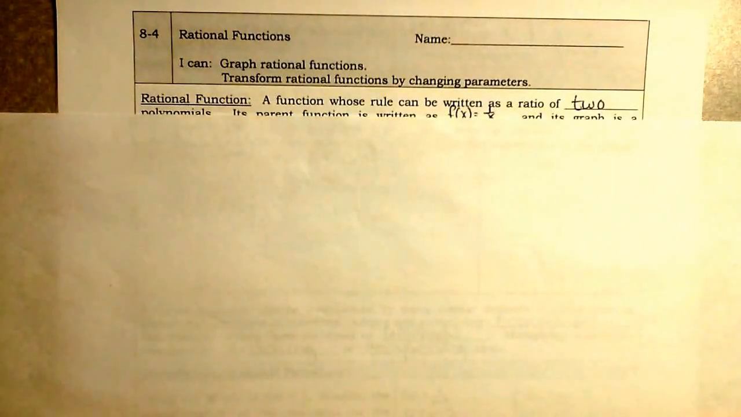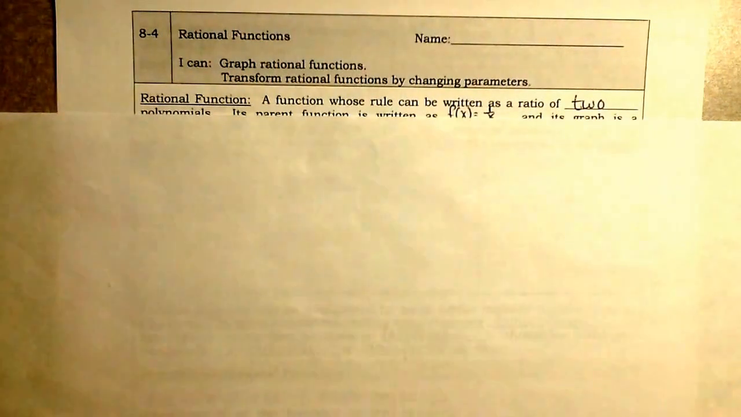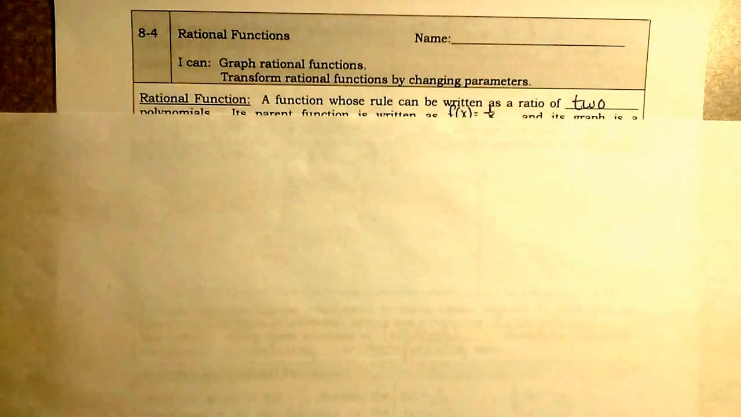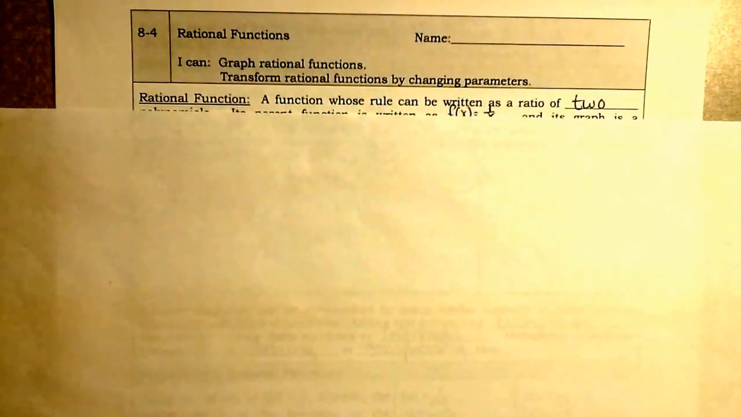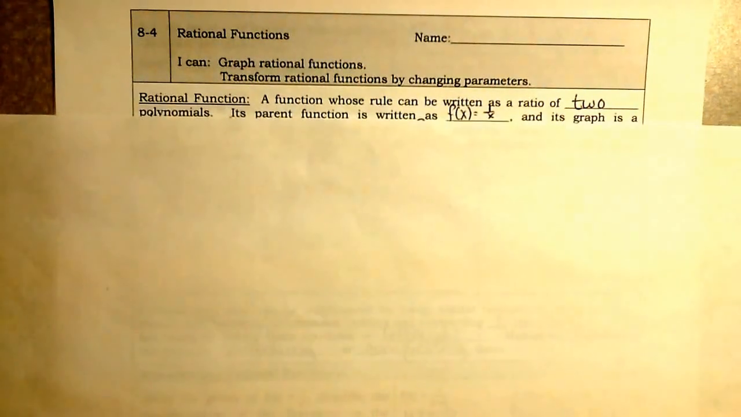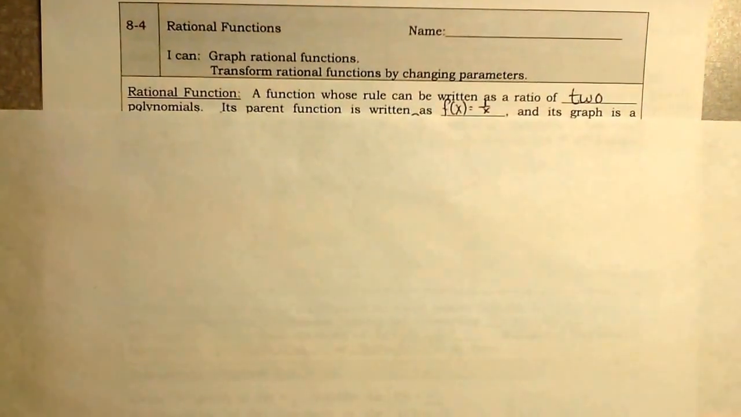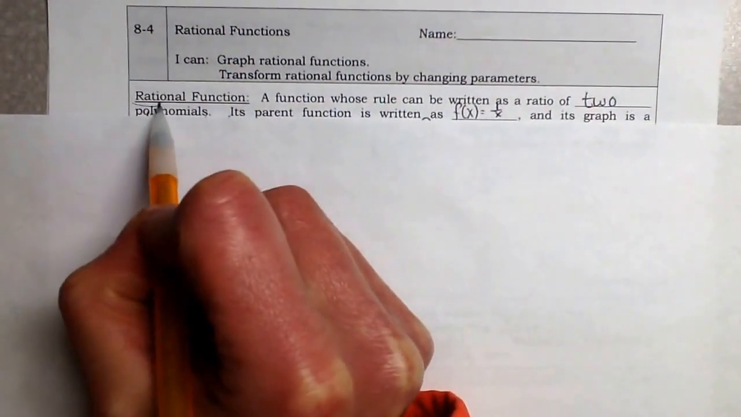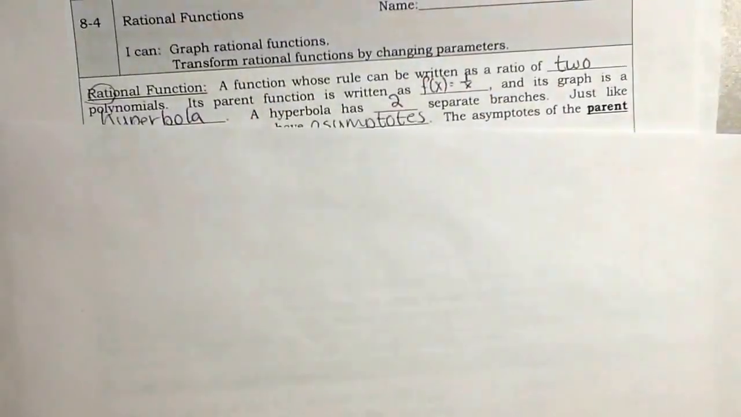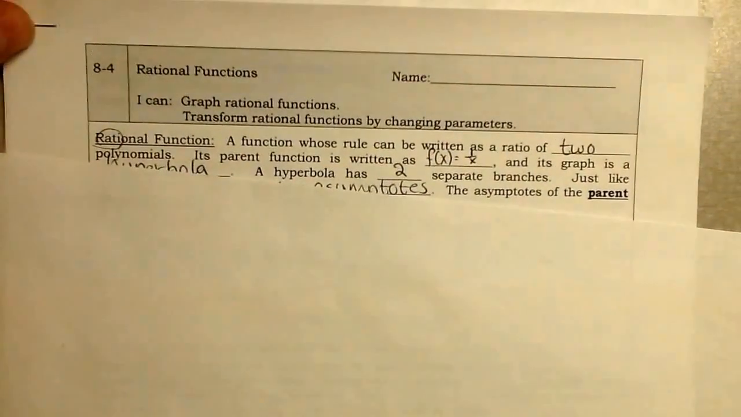So you have added, subtracted, multiplied, and divided rational functions, and today you're going to learn how to graph them. I want you to be able to graph rational functions and to transform them. Now, a rational function is a function whose rule can be written as a ratio, again, you'll see the word ratio in the word there, of two polynomials.